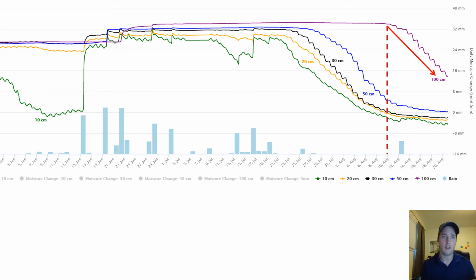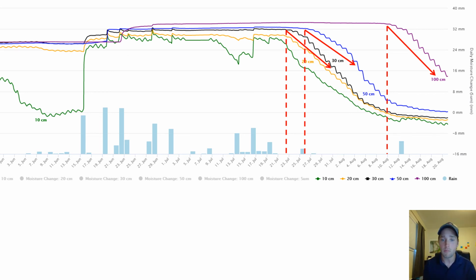We can see that the 100 centimeter line is pretty flat, maybe recharges a bit, but those moisture levels don't start to move substantially, at least not down, until August 10th. That tells me the roots of that canola plant started sucking up moisture at 100 centimeters on August 10th. Now we can go backwards from there. At 50 centimeters, I'm pretty confident those roots hit 50 centimeters on the 25th of July. Same thing at the 30 centimeter sensor, probably shortly before that, maybe the 22nd or 23rd of July.